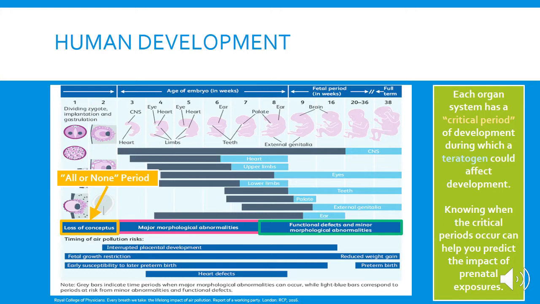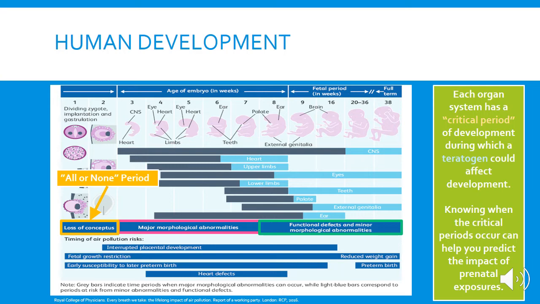Now, the first part, this all or none period, is actually really important. So during that first 2 weeks of embryonic development, you can't actually cause birth defects with exposures or other kinds of insults. You either cause miscarriage or the baby recovers altogether. Okay? You really can't do anything during that time period that would produce a lasting birth defect.